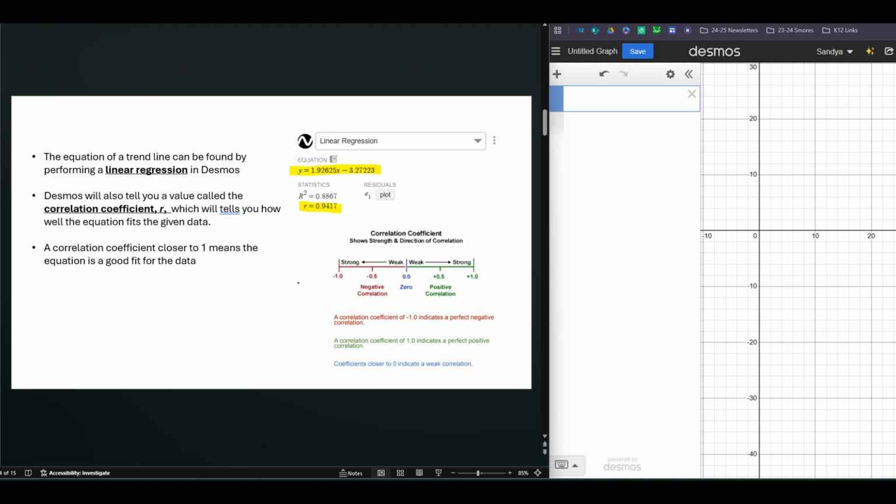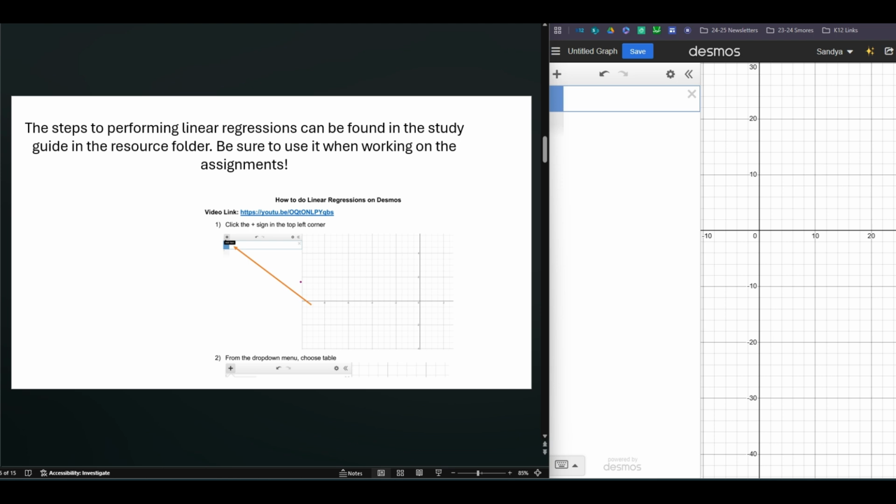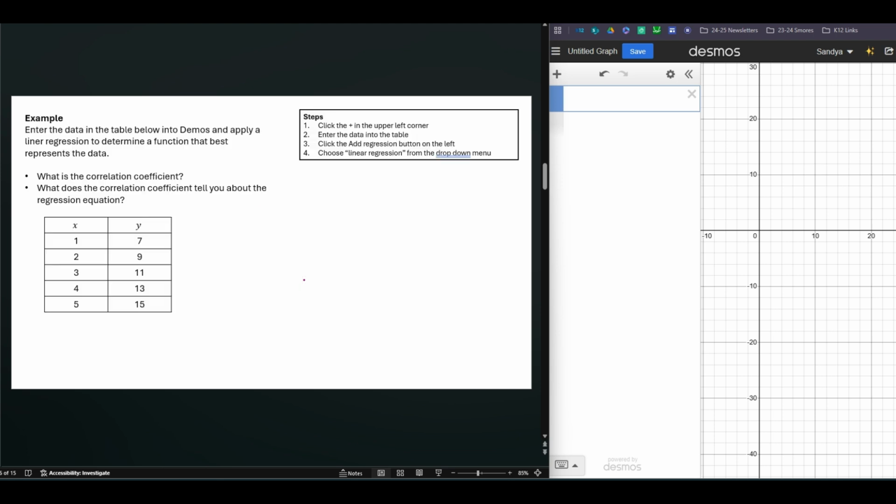If your correlation coefficient is closer to 1, that means your equation will be a good fit for your data. The steps to performing linear regressions can also be found in the study guide that's posted in the resource folder, so make sure you're using that guide when you're working on your assignments. Let's start off with this example. Let's enter the data in this table into Desmos and apply a linear regression to determine a function that best represents this data.